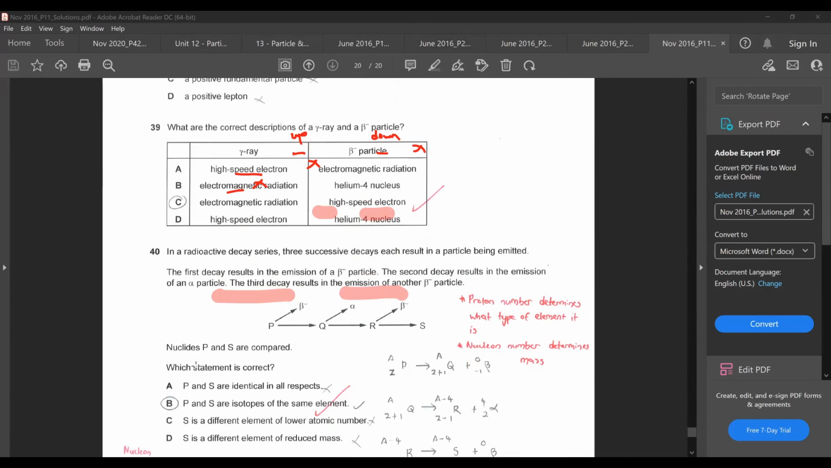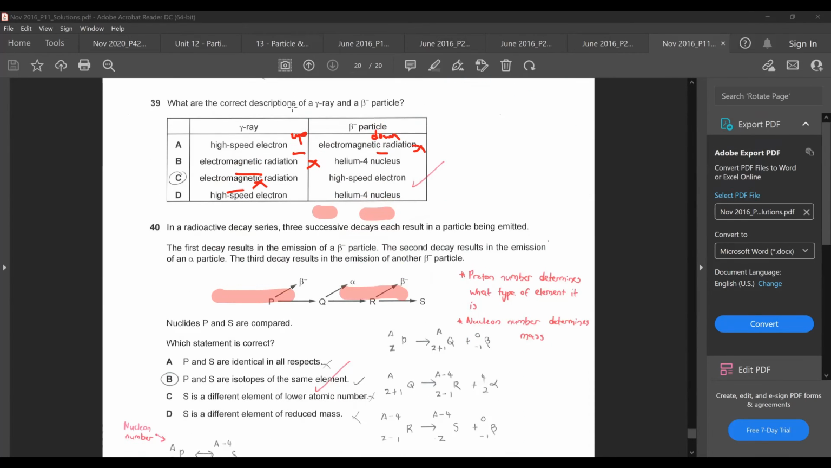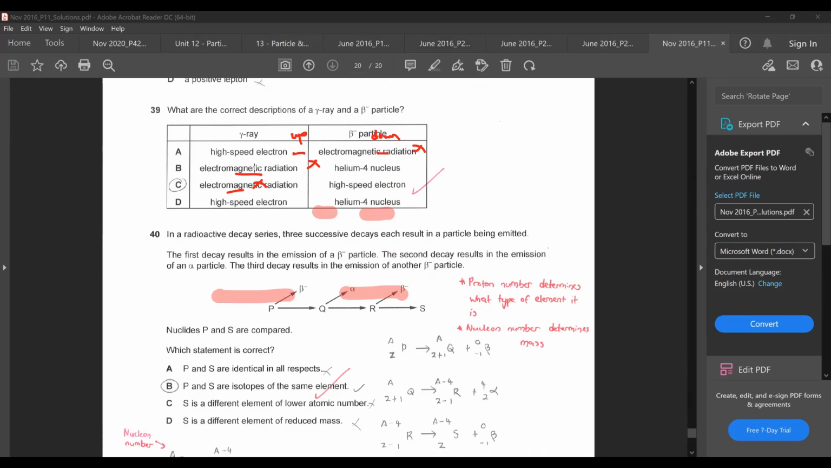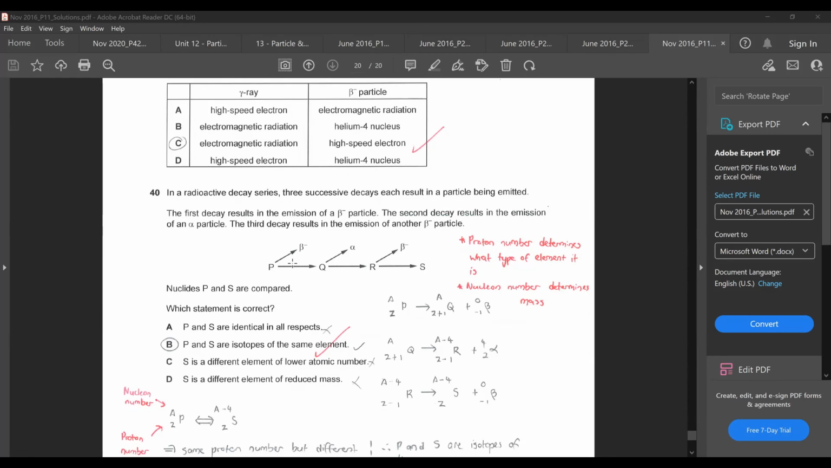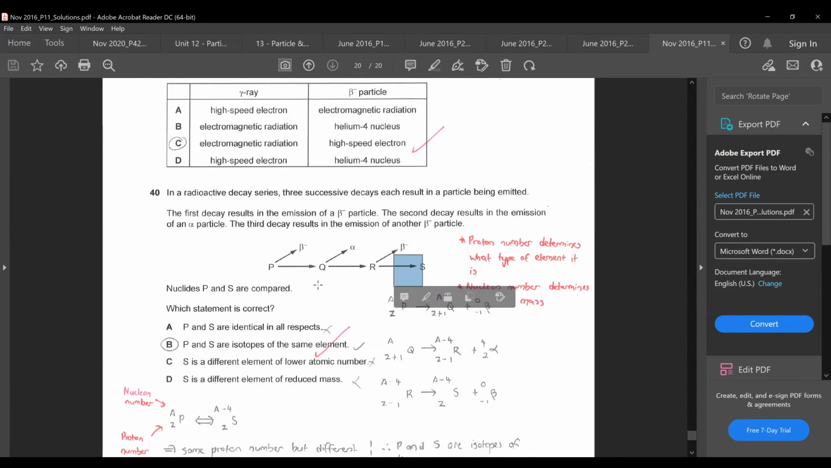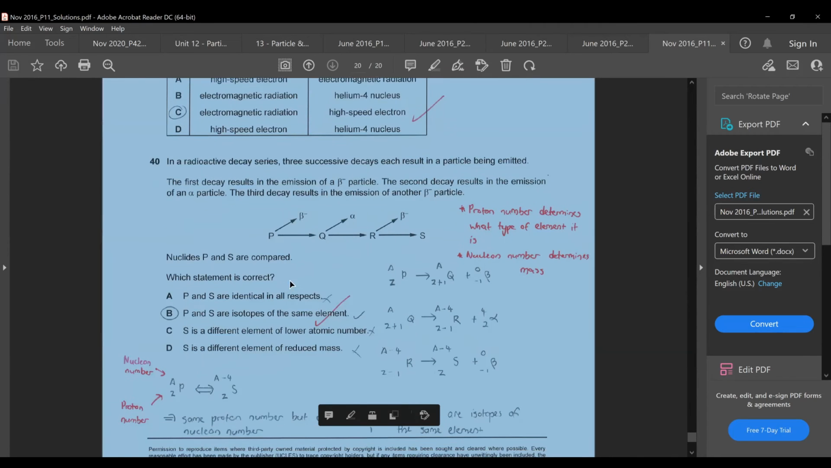Then for 14, in a radioactive decay series, 3 successive decays each result in a particle being emitted. The first decay results in the emission of a beta minus particle. The second decay results in the emission of an alpha particle. The third decay results in the emission of a beta minus particle. Nuclei P and S are compared. Which statement is correct?